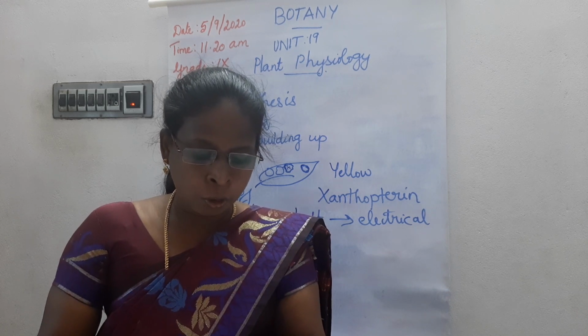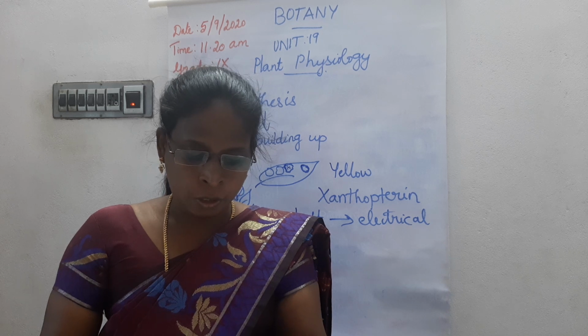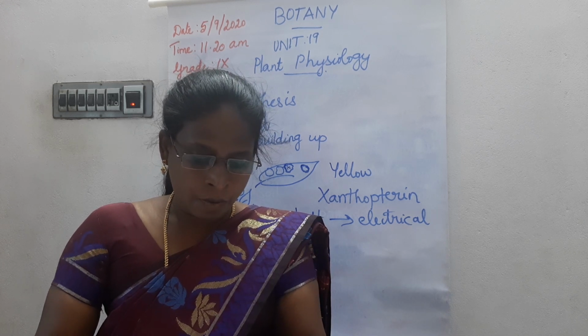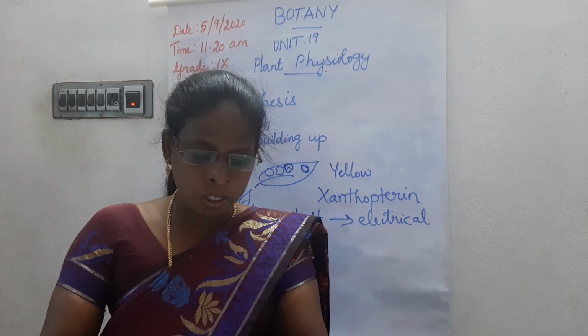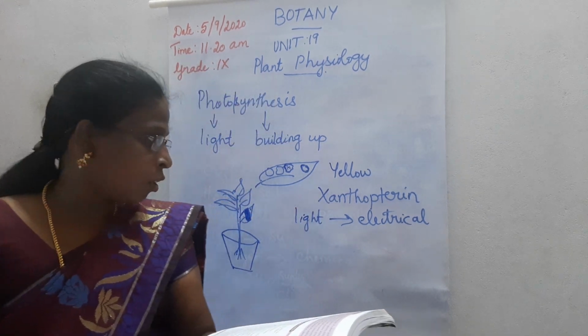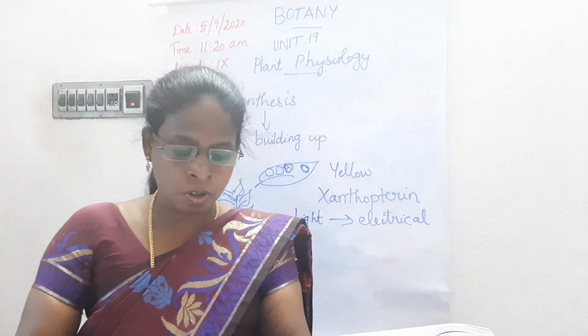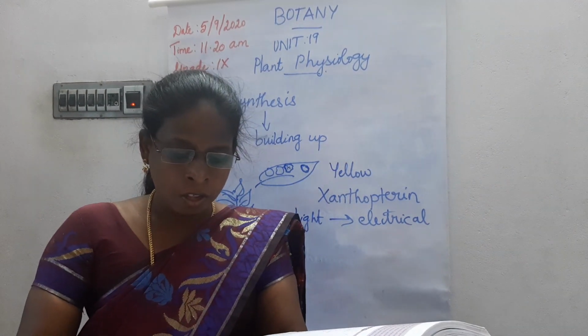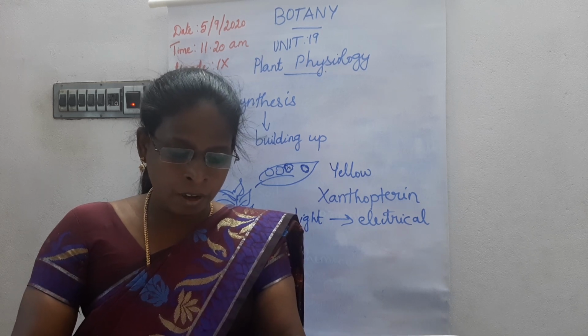Then second one, shoot is positively phototrophic and negatively geotrophic. True. Then fourth one, photosynthesis produces glucose and carbon dioxide. Photosynthesis produces glucose and oxygen, so that statement is also wrong. So you can write false and you have to correct the statement.